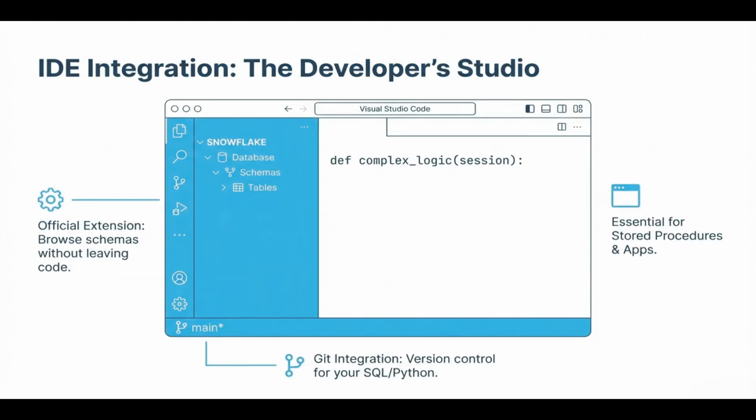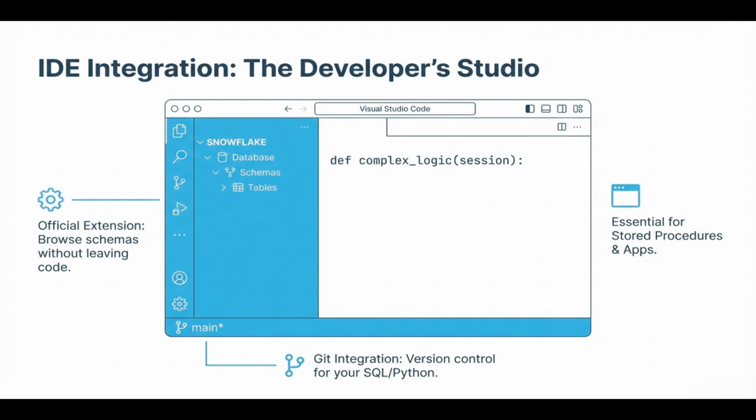Now let's talk about IDE integration, which is the developer-preferred way of working with Snowflake. Snowflake provides an official extension for Visual Studio Code, allowing developers to connect directly to Snowflake from their IDE. From here, you can browse databases, schemas, and tables without leaving your code editor. IDEs are especially important when working with stored procedures, Snowpark applications, and complex SQL or Python logic.